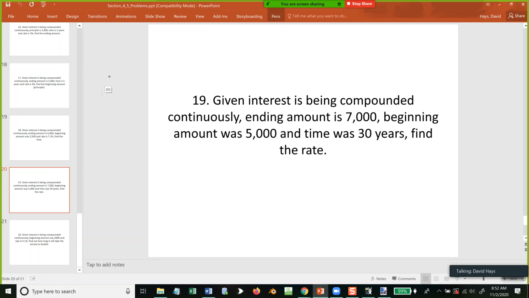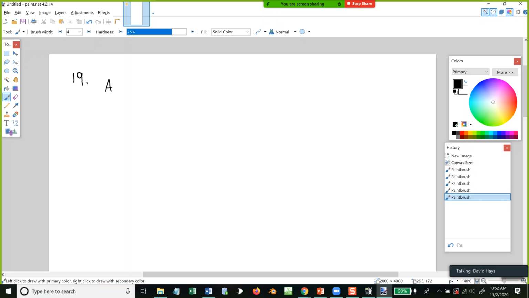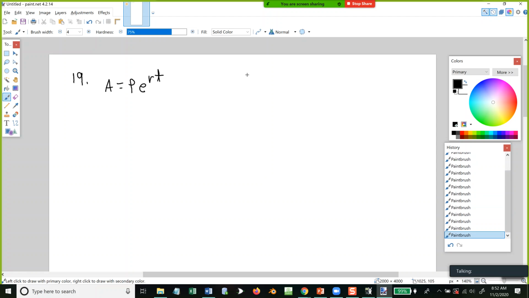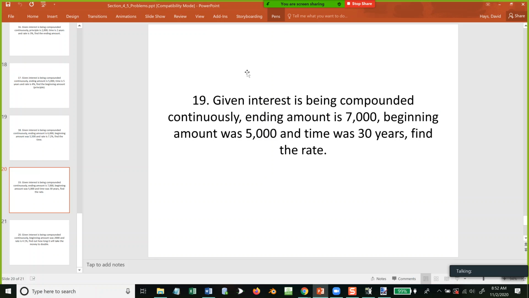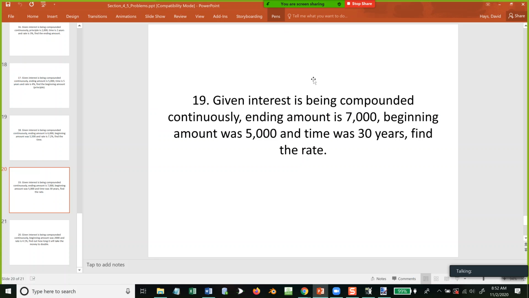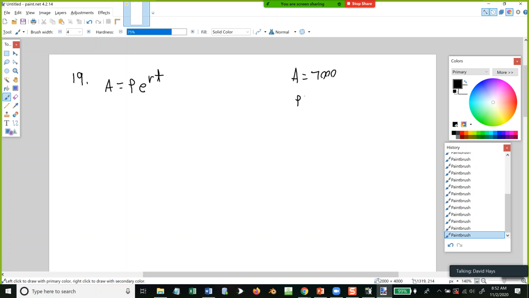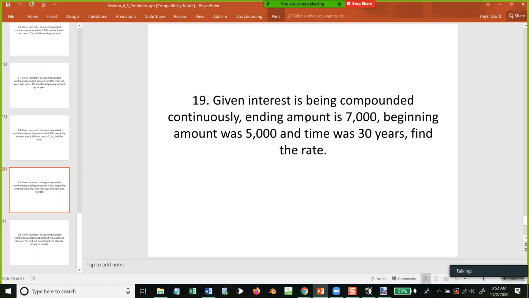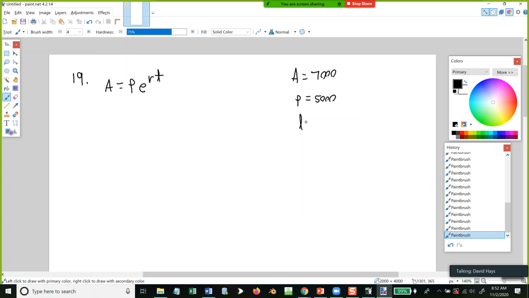Continuous, that tells me the PERT formula. Given interest has been compounded continuously, the ending amount is 7,000, so A is 7,000. Beginning amount is 5,000, so P is 5,000. Time is 30 years, so T is 30. Find the rate.